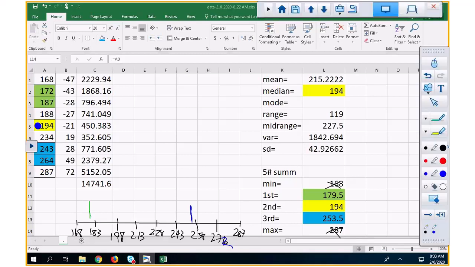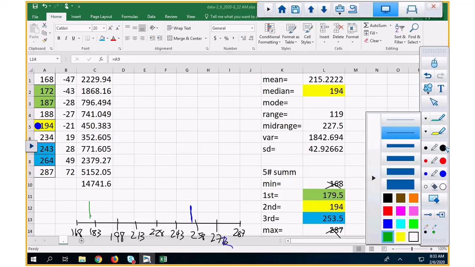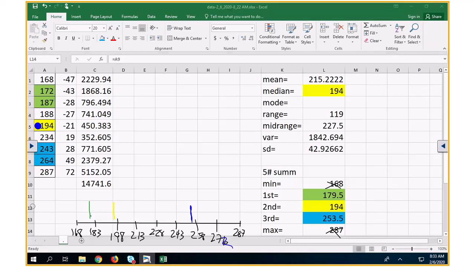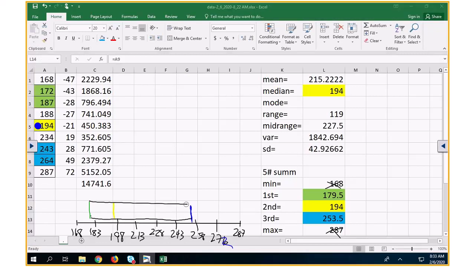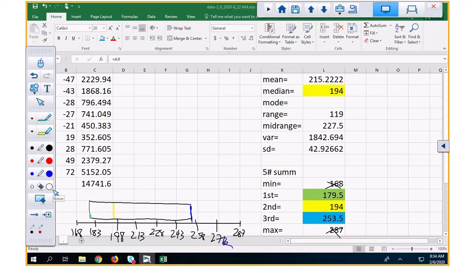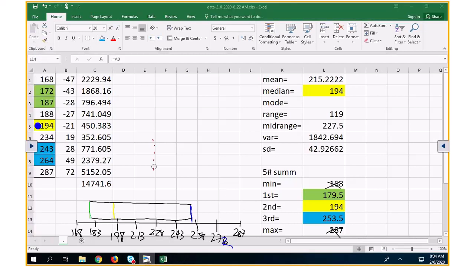And then, of course, the 194, we'll do that in yellow. 194 is right in here. Now your box plot is complete. But as we said before, the box plot tells us the center was 228. Yeah. The center is 228. So it looks like we got a little bit skewed right, because a lot of the data is falling on the left. I need to actually move it over a little bit more, but you get the point.